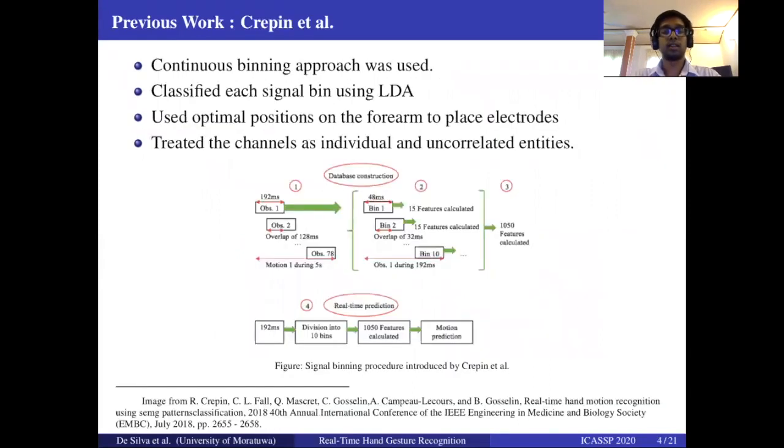Then we can look at the work by Kithmin et al., who use a continuous binning approach as well. They classified each of their bins using an LDA. They also used optimal positions on the forearm to place electrodes so that they can tap into the muscles to access the good signals that are pertaining to a certain hand gesture. They treated the channels as individual and uncorrelated entities, and they did not consider the mutual and correlated aspect of the channels. In this figure, you can see the continuous binning approach that they had used.